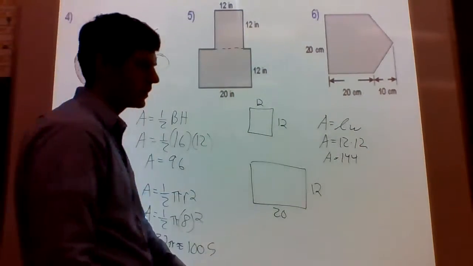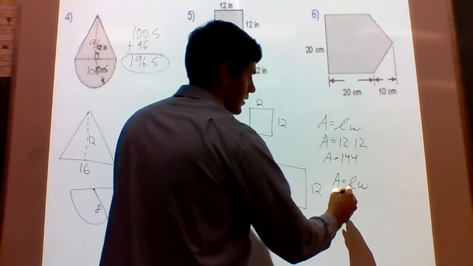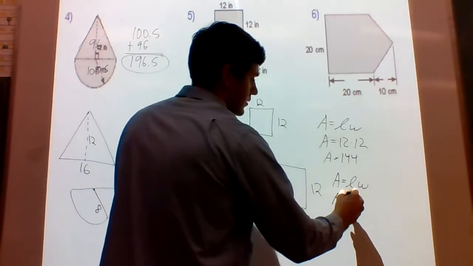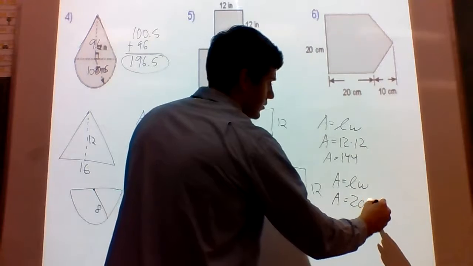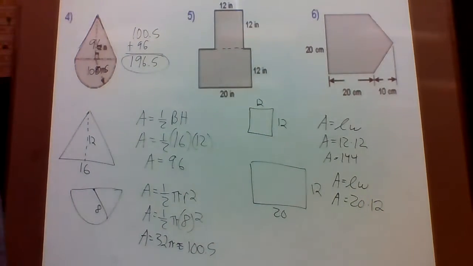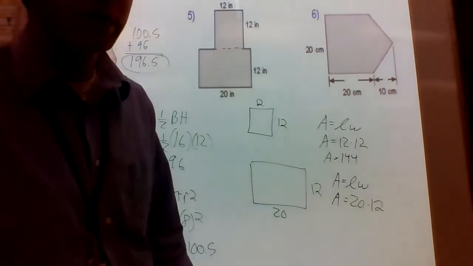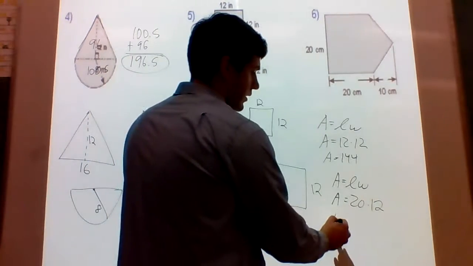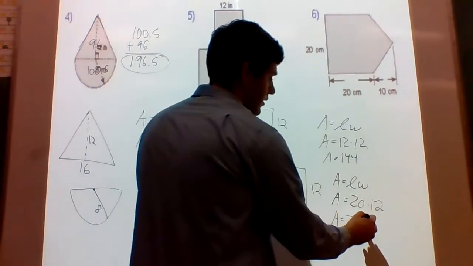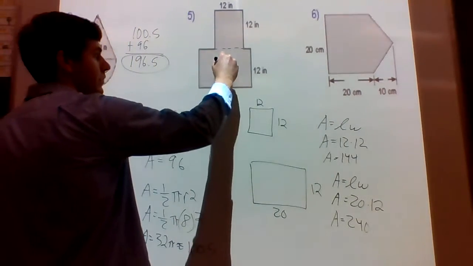Okay. Second rectangle also is going to equal length times width. So it's going to be 20 by 12. 20 times 12, I believe, is 240. 20 times 10 is 200. 2 times 20 is 40. 200 plus 40 is 240. So our area here is 240.